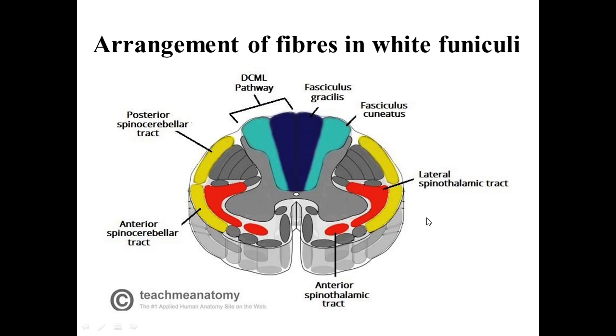Now what is the arrangement of these fibers in the white funiculi? In this picture you can see the white funiculi consist of ascending and descending tracts. The colored tracts are the ascending tracts. These red, yellow, blue colored tracts are the ascending tracts, and these grayish colored tracts are the descending tracts. Now these fibers are arranged in the anterior, lateral as well as posterior funiculi.